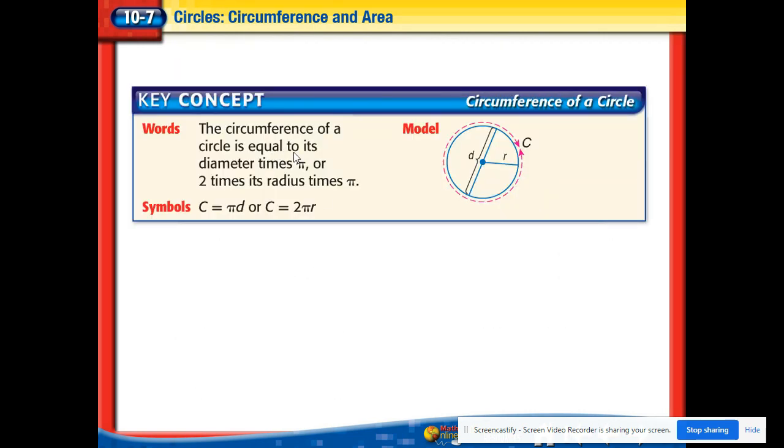Circumference of a circle is equal to the diameter times pi, or 2 times the radius times pi. So there's two different formulas. You can use either one. If you know the diameter, then you can use this one. If you know the radius, you use this one. So it doesn't matter which one you use. You can just use either or. So make sure that you know both of them.